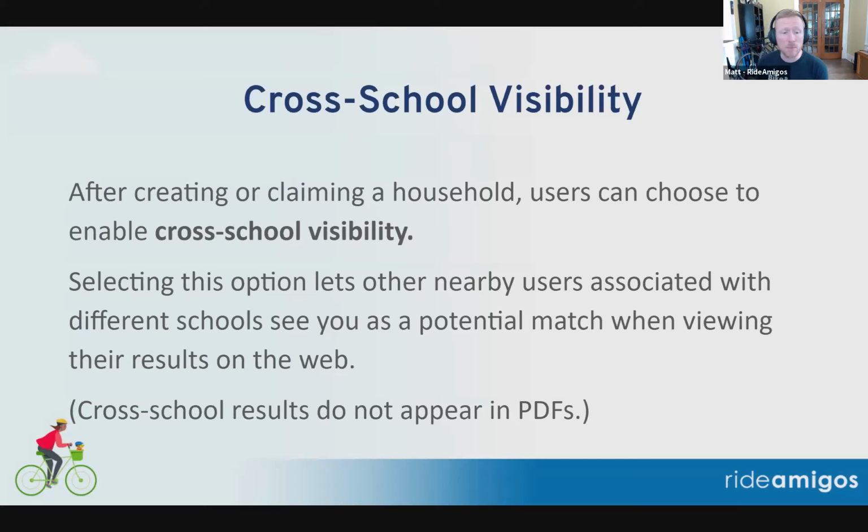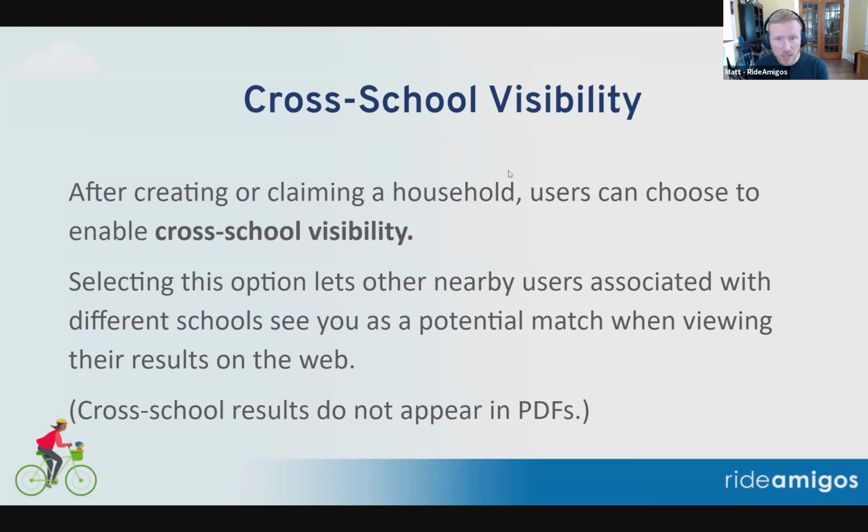Also, when we're looking on the map, we'll see that users from other schools are differentiated with different iconography. And the PDFs that can be generated through the system always only include matches from your school. That way, if you're someone from the school generating the PDF to share with your users, you don't share information from people from other schools. You're only sharing the information about people from your school.